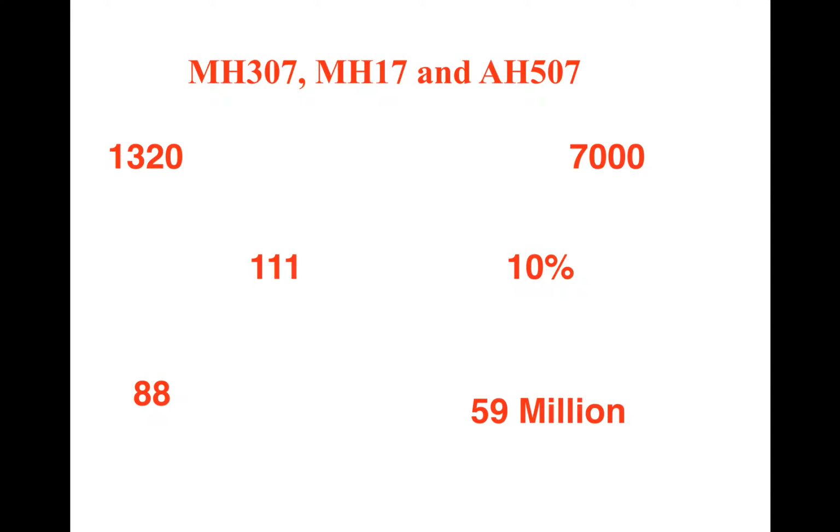7,000 is the number of flights that are in the sky at any point of time. 10% is the annual growth in passenger air traffic every year. 59 million is the number of international and domestic departures that occurred in the whole of 2014.